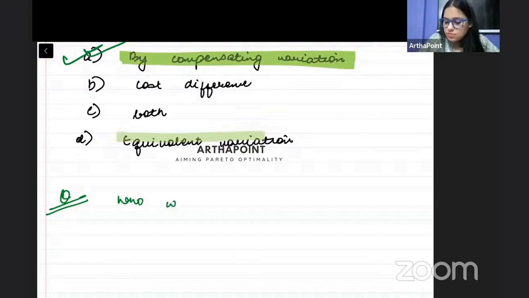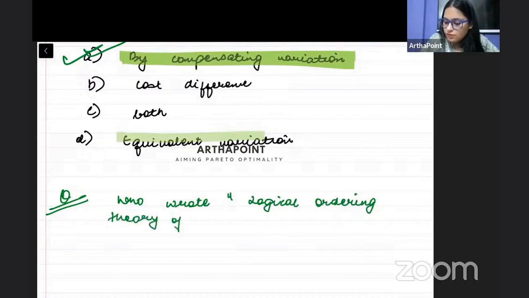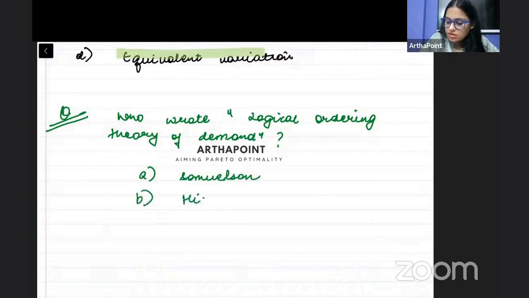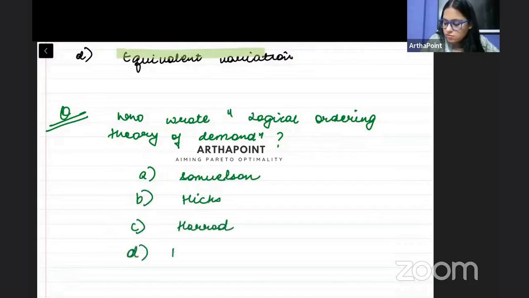Who wrote the book Logical Ordering Theory of Demand? Who wrote the book Logical Ordering Theory of Demand? First Samuelson, second Hicks, third Harrod and fourth Marshall. Who wrote the book Logical Ordering Theory of Demand? Samuelson, Hicks, Harrod or Marshall.